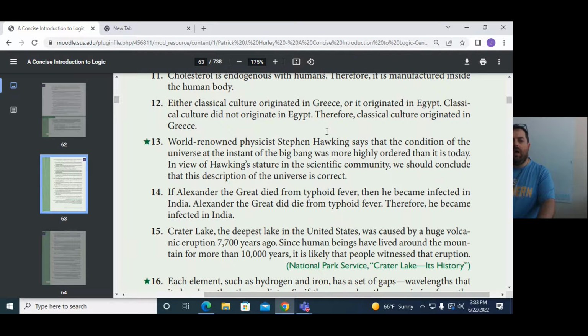Okay, number 12, we haven't seen this either. Either classical culture originated in Greece or it originated in Egypt. Classical culture did not originate in Egypt, therefore classical culture originated in Greece. Is there anything here about probability, or are we thinking a level of necessity? Pause to consider. That's right, there's a level of necessity here. So this is disjunctive syllogism and it's deductive.